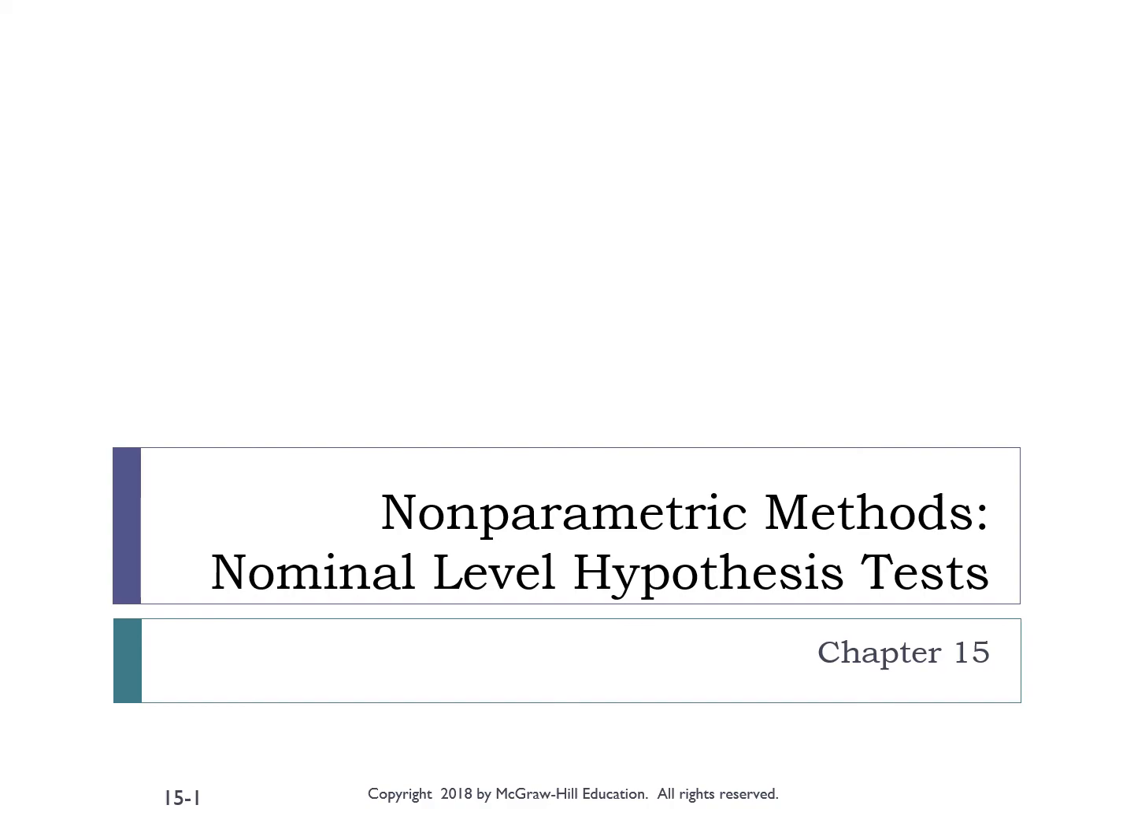Welcome to my class. So for today's lecture, we will talk about non-parametric methods using nominal level of hypothesis testing. Okay, so in statistics, we have two methods. The first one we call parametric and non-parametric. So what is this parametric? Parametrics assume that population will follow a normal probability distribution. It means that when you draw a diagram, your diagram will have a bell curve shape.